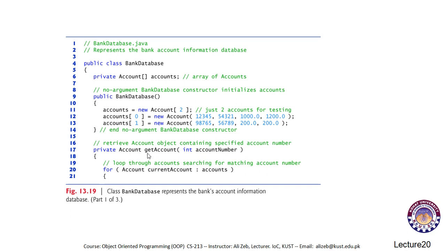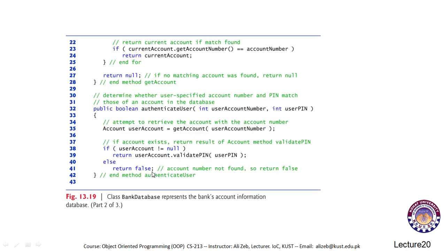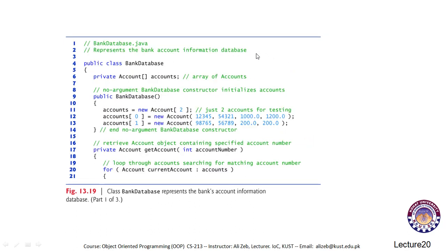This method, getAccount, retrieves the account object containing the specified account number. It's a helper method. For example, we have received an account number and it will look for that account number in all of the accounts and retrieve the one that is received by the bank database class.